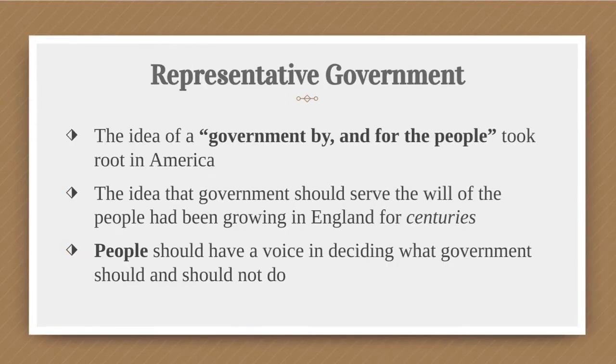Another concept that had been growing in England for hundreds of years was that of representative government, government of, by, and for the people. It's the insistence that people should have a voice in deciding what government should and what they should not be able to do. These 3 ideas can be traced back to some landmark documents, and so I also want to take a brief look at what these documents have done for the United States government today.